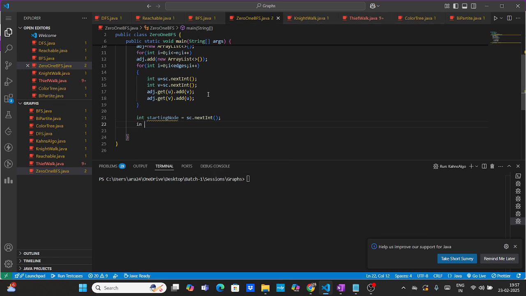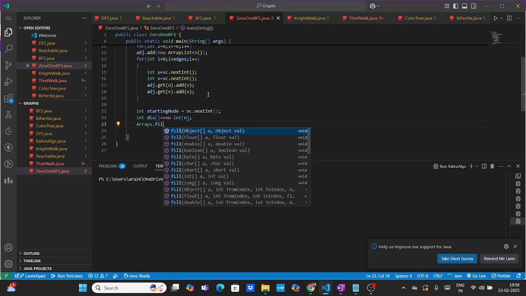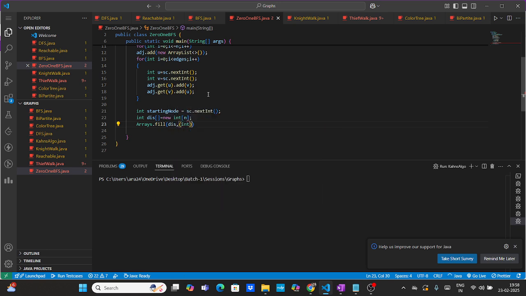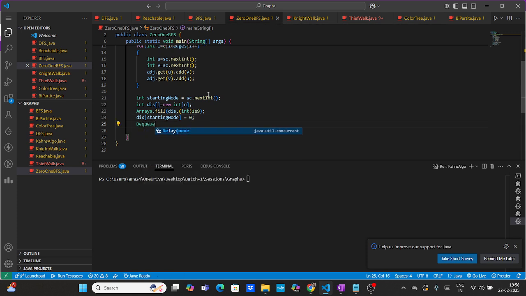And we need a distance array, right? Because we need to find the distance from that node to all of them. Initially, we will fill it with a very large maximum distance, which will indicate that we did not visit anything. Obviously, this is pretty intuitive. Initially, the starting node's distance will be 0.